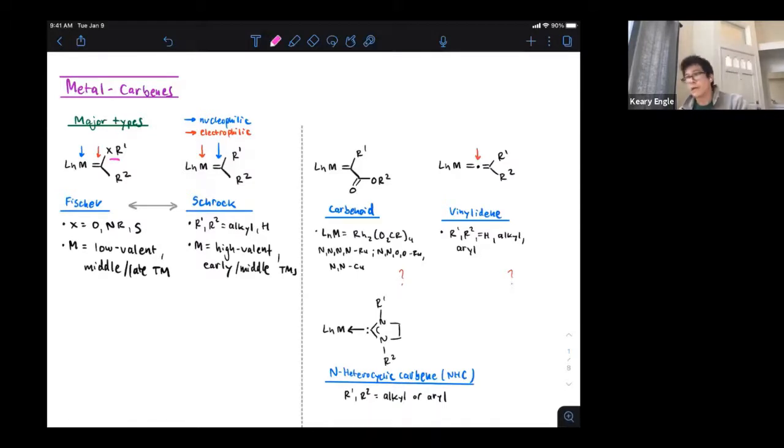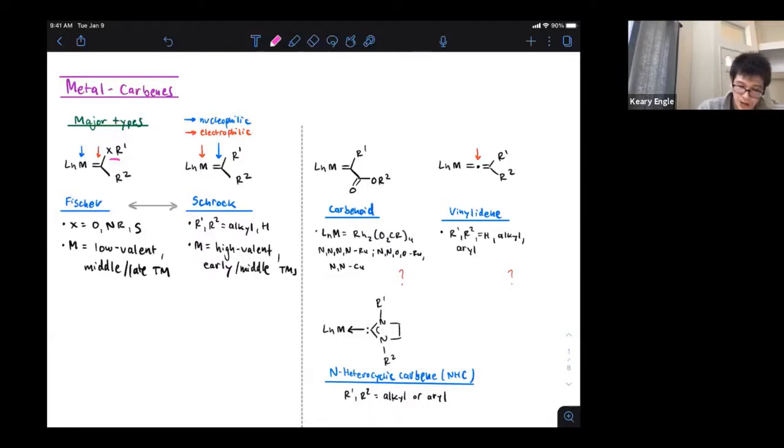The other type is the opposite end of the periodic table with the opposite trends, which are Schrock type carbenes. These are typically high valent, high oxidation state, and early to middle metals. And the way in which the carbon-metal bond is polarized is different between these two systems.